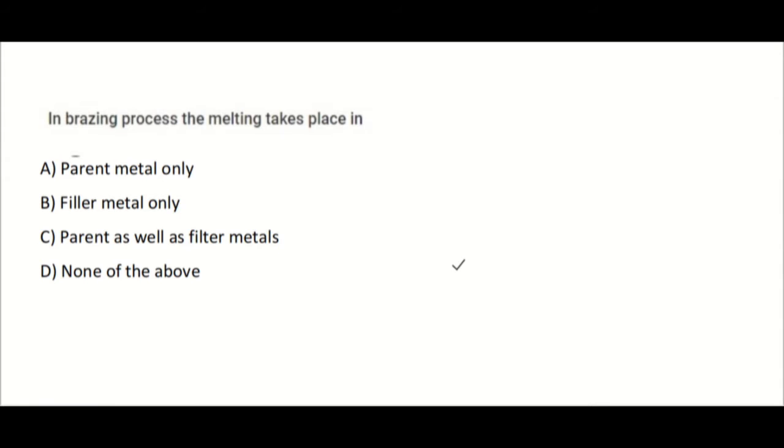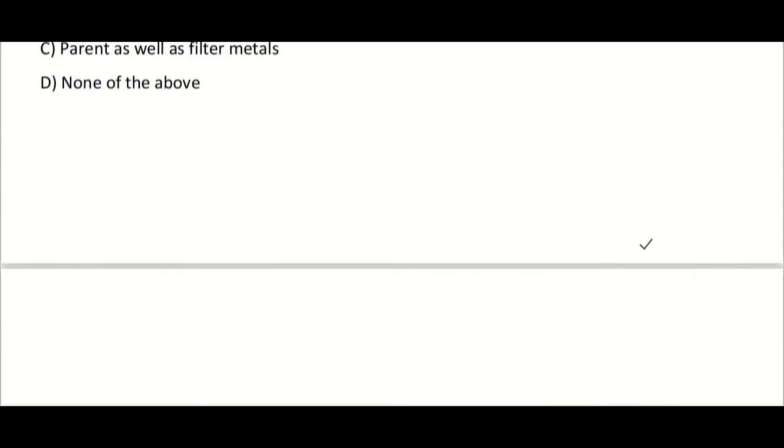In the brazing process, the melting takes place only in the filler material.